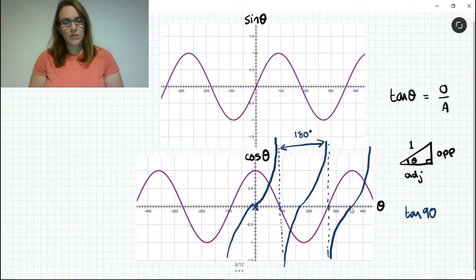Now, the tan graph is a little bit more complicated to understand, so don't worry too much if you don't understand completely where that came from. Have a play around with it yourself. Draw some right angle triangles and measure the opposite and adjacent and do the calculation. Or have a look in the tan tables and try plotting it. But for now, we are going to move on and see how we can use the sine, cosine and tan graphs to solve some problems.